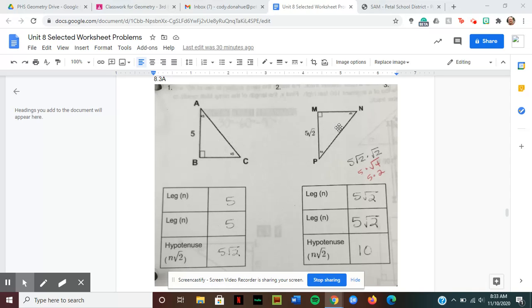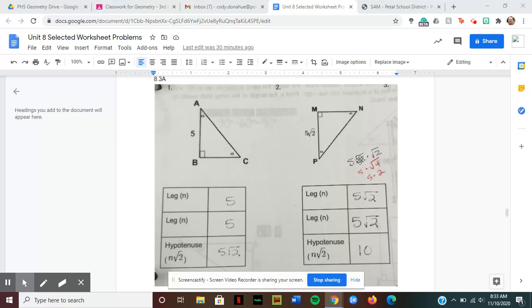I come over here to this one. Let's say this time that the 5 root 2, which was the hypotenuse in number 1, is now going to be my leg length for number 2. So again, if this leg is 5 root 2, this leg will be 5 root 2, so those are my two legs. And my hypotenuse will be my leg length times root 2.